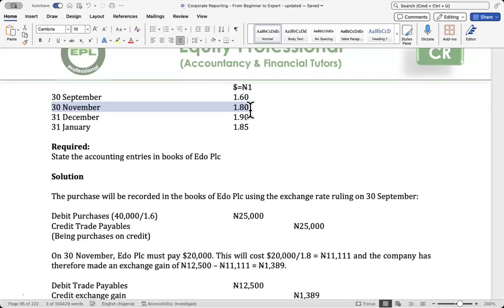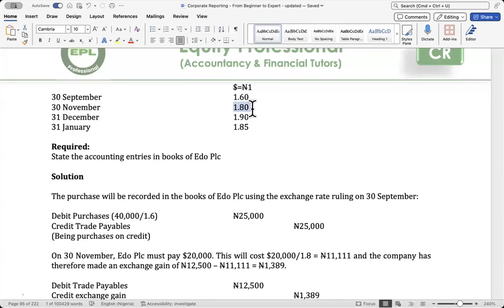$1.80 to a naira. Since we need to pay that foreign supplier in equal installments, 20 in November, 20 in January, we will need to raise 11,111 naira, which is $20,000 divided by the exchange rate at that date of settlement. So in this case now, you will see that we have made a gain.